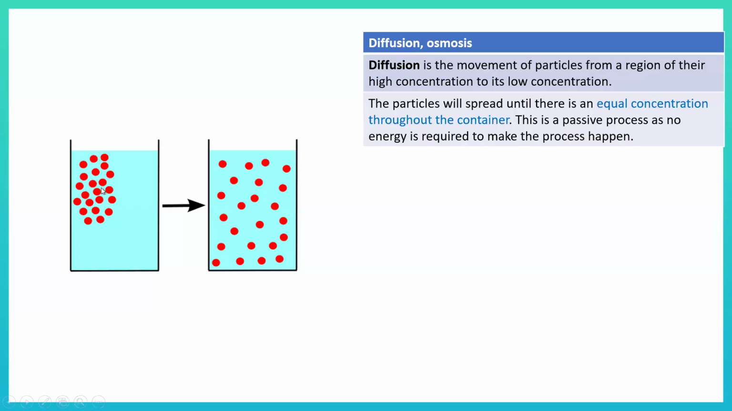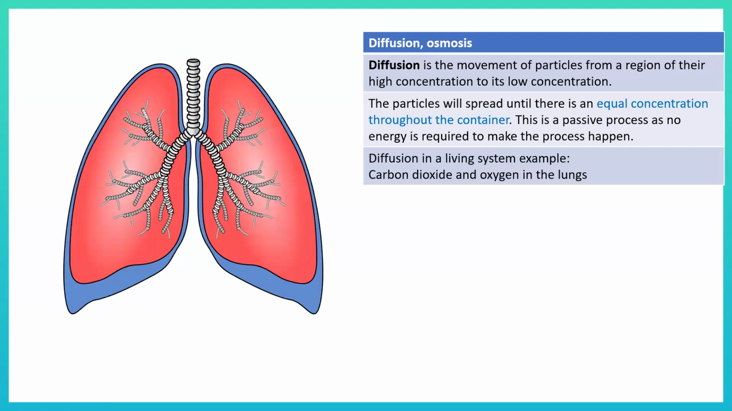Really, what's happening is they're all moving in random directions. They don't all whoosh over to this side of the beaker at all. They're going up, they're going across, they're going down, they're going into each other. But eventually they collide with each other and the water particles so much, and that just spreads them out into that space. Diffusion is very important in living systems.